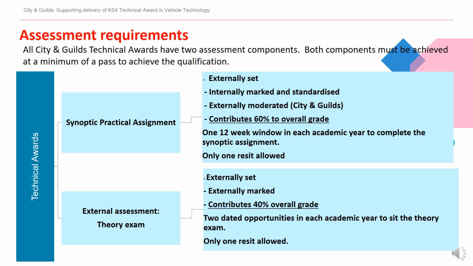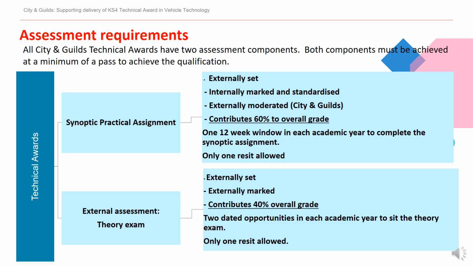City and Guilds has developed its technical qualifications to have only 2 assessments, reducing the assessment and marking burden on centres, allowing more time for teaching and development of the learners. There is a synoptic practical assignment that will look to assess the range of skills and knowledge developed from the programme, and an externally set exam.